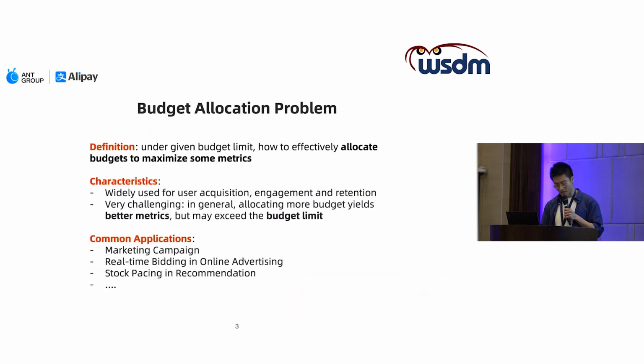So under a given budget limit, how to effectively allocate budgets to maximize some metric is a typical budget allocation problem. It is widely used in industry and is very challenging. In general, allocating more budgets yields better metrics, but may exceed the budget limit. Hence, it is like a recommendation task with an additional constraint. Although we focus on the marketing campaign scenario, we want to emphasize it is also commonly studied in applications like real-time bidding in online advertising or stock pacing in recommendation.